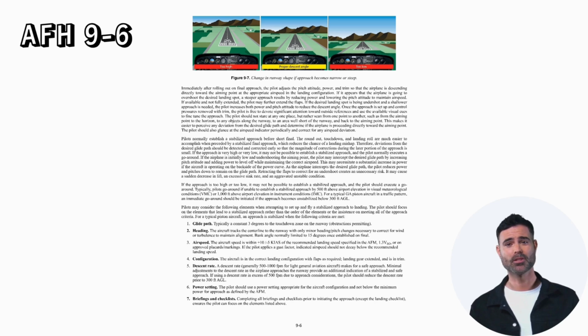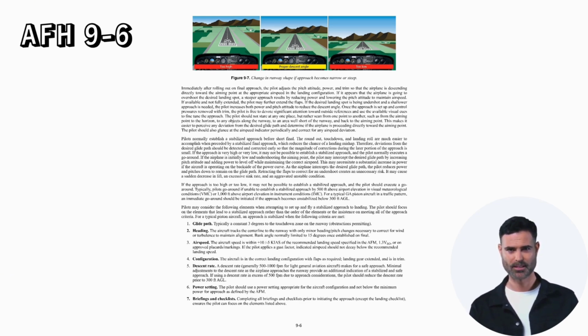Pilots normally establish a stabilized approach before short final. The round out, touchdown, and landing roll are much easier to accomplish when preceded by a stabilized final approach, which reduces the chance of a landing mishap. Therefore, deviations from the desired glide path should be detected and corrected early so that the magnitude of corrections during the later portion of the approach is small. If the approach is very high or very low, it may not be possible to establish a stabilized approach, and the pilot normally executes a go-around.